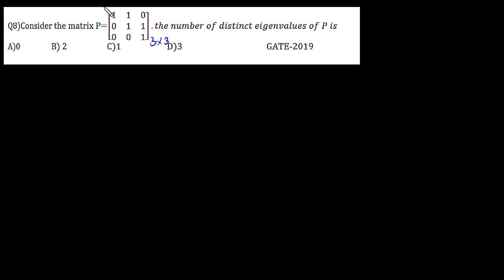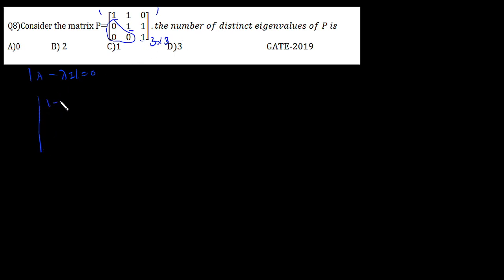Now one may recall here this matrix P is nothing but upper triangular, because all the entries below the diagonal are 0. Here all three entries are 0. So one can say this matrix is upper triangular. So we have to find the characteristic equation to get the eigenvalues.